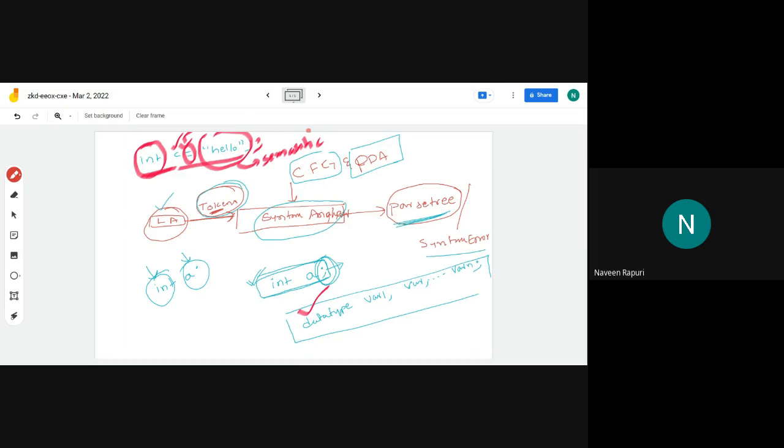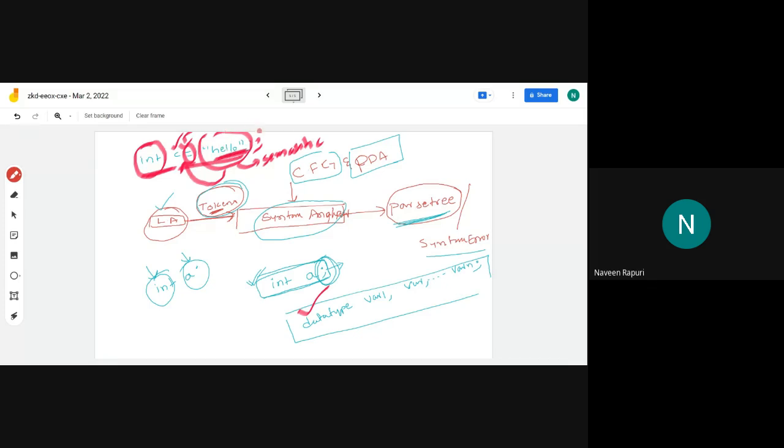Sir, how can you say that there is a semantic error? Yes, there is a semantic error, because here we are trying to store a string in an integer variable. An integer variable can hold only an integer value, but here we are trying to store a string constant.